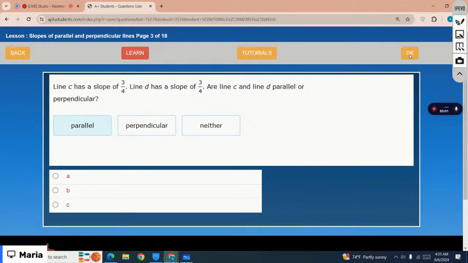They have exactly the same slopes, right? That means the lines are parallel, because parallel lines have exactly the same slope. So the correct option is yes, parallel it is. Option number A is the correct option. The lines are parallel.